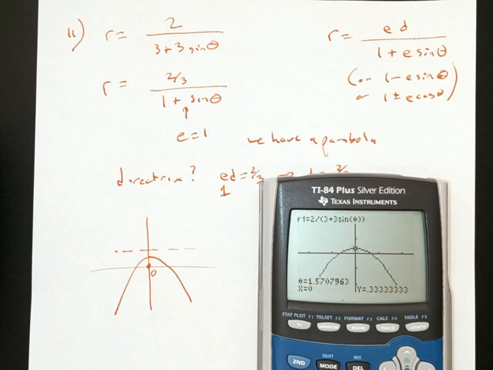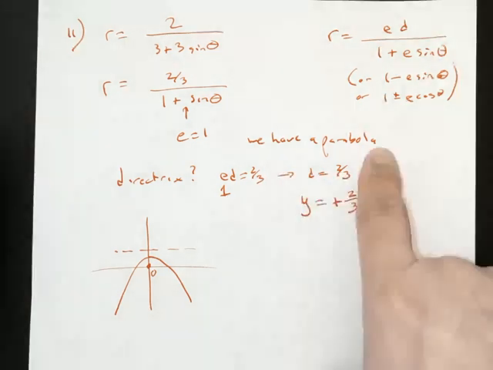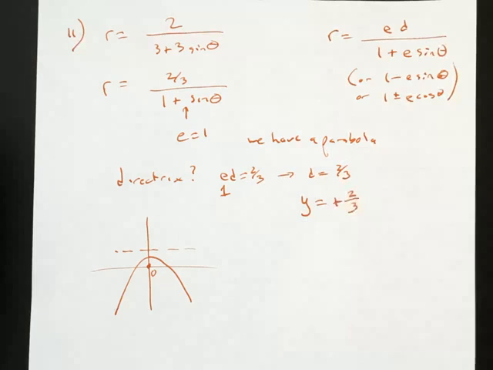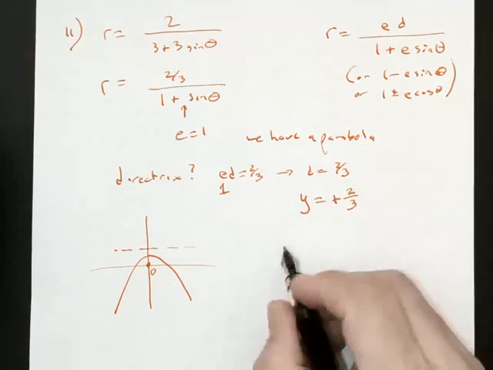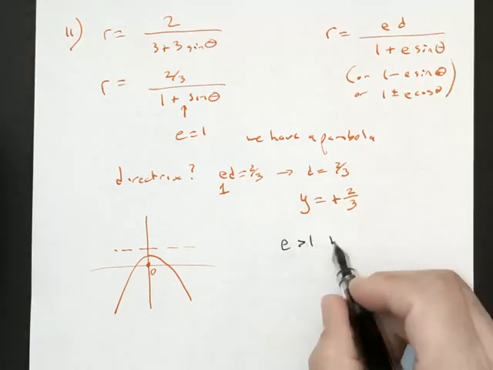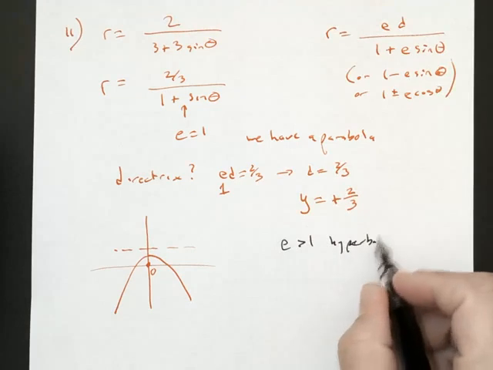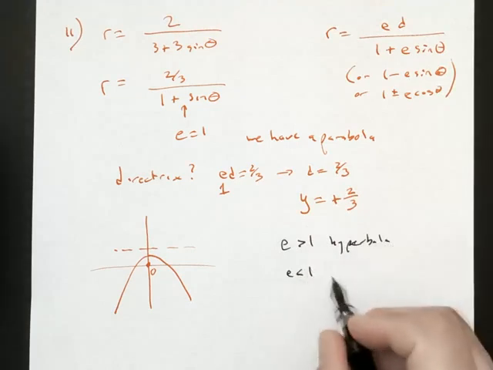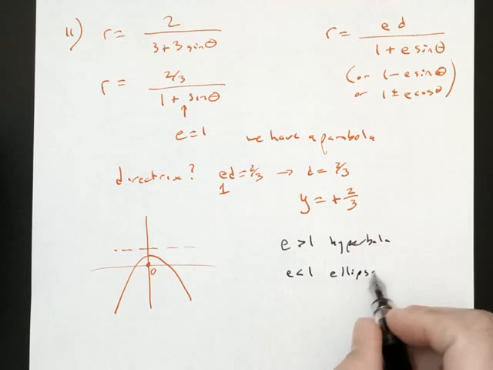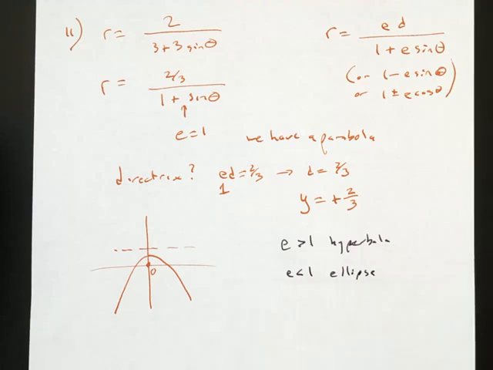Yesterday, whenever something is a parabola or something. Okay. It's a parabola when E is 1. If E is bigger than 1, we have a hyperbola. And if E is smaller than 1, we have an ellipse.